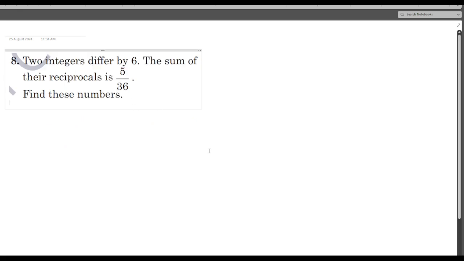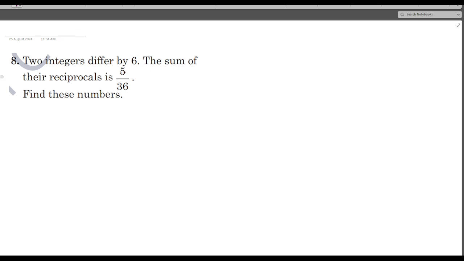Now the next question: two integers differ by 6. The sum of their reciprocals is 5 divided by 36. Find these numbers. We can solve this problem as a linear equation in two variables, or we can solve it as an equation with one variable only. Now let us see how we can do that.